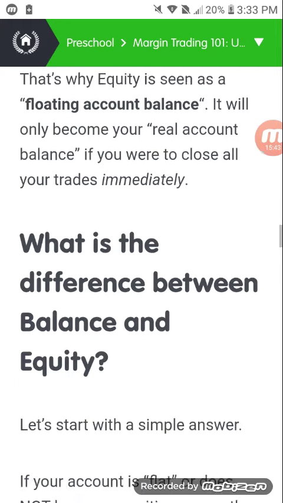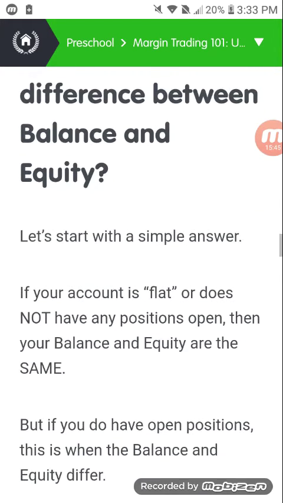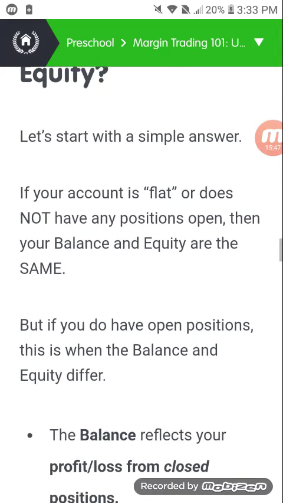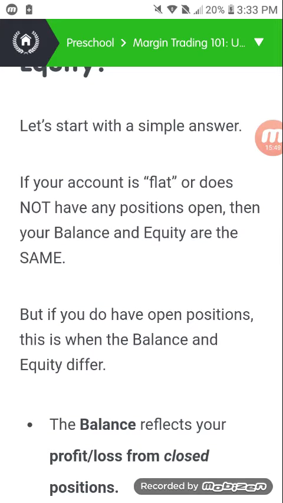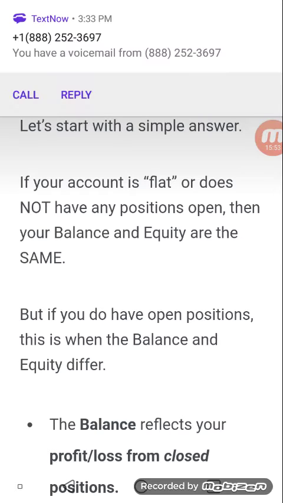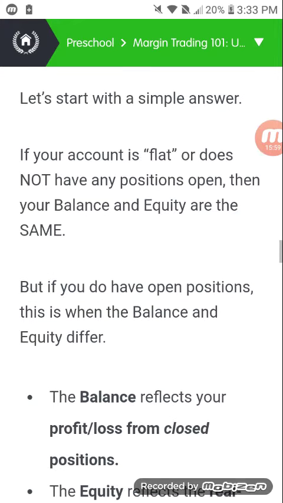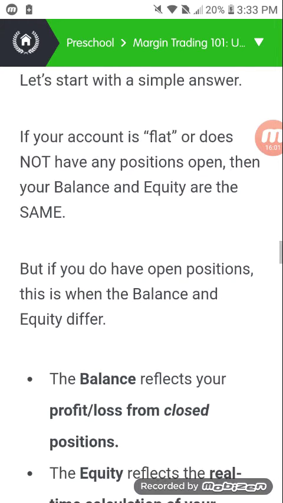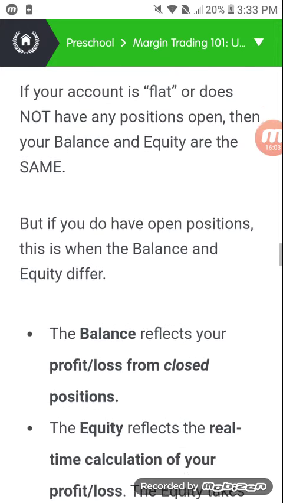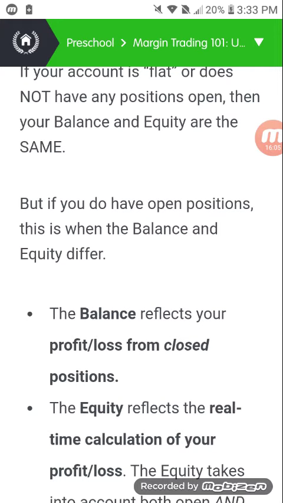What is the difference between balance and equity? Let's say, with a simple answer, if your account is flat or does not have any positions open, then your balance and your equity are the same. But if you do have open positions, if you do have open trades, then this is when your balance and your equity are different.